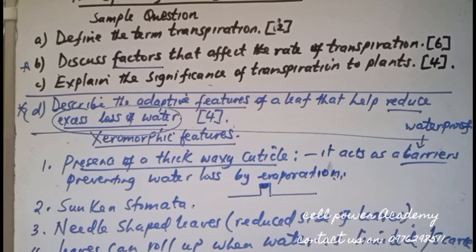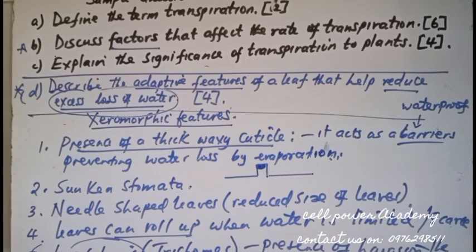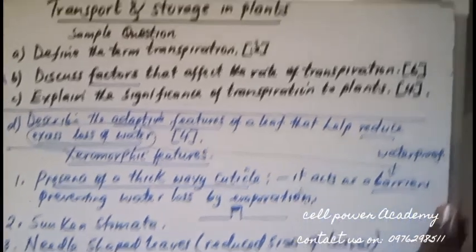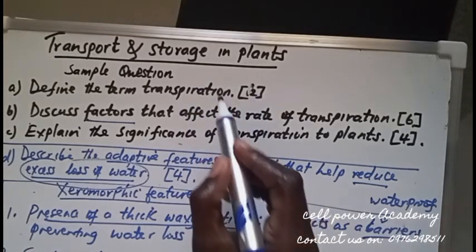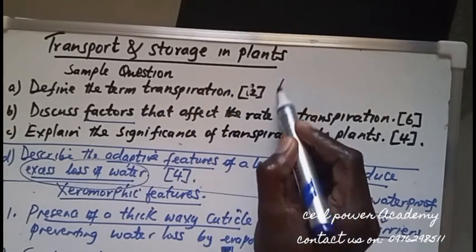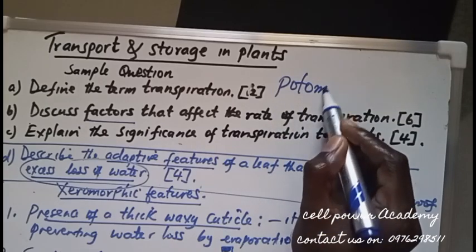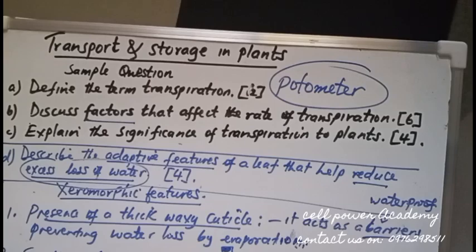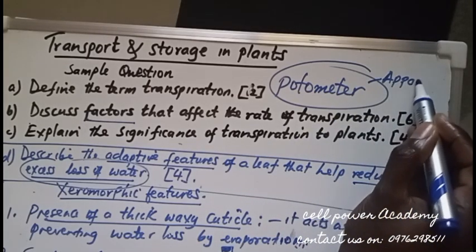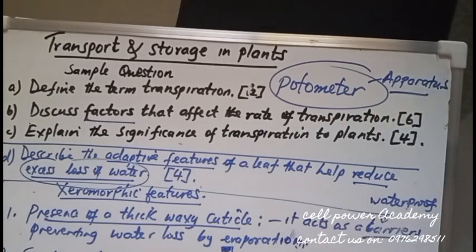So leaf hairs, or if you want, you could have said presence of hairs on the lower side of the leaf. So that helps to reduce again loss of water from the plant. So these are some of the very important features that you could have talked about. But of course, all in all, you need to remember what instrument or apparatus can be used to measure the rate of transpiration. The instrument that we use is called a potometer. So a potometer is an instrument or apparatus that we use to measure the rate of water loss in this case. So you need to remember that.